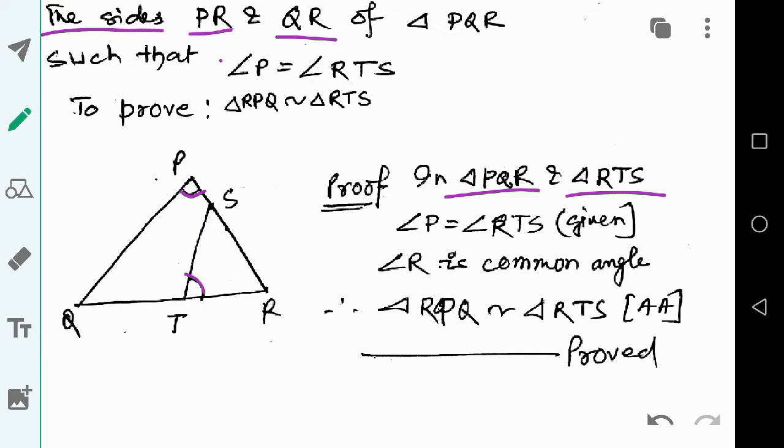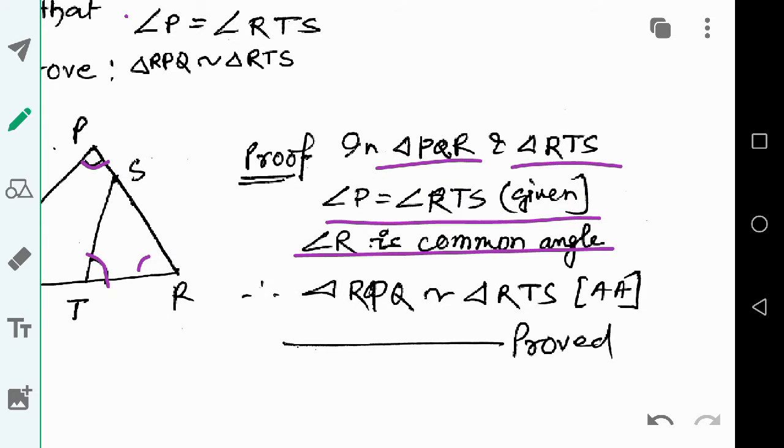these two angles are equal, that is given. Angle P equals angle RTS, that is given. Now you see this angle R is the angle of both triangle PQR and RTS. In both triangles this angle is present, so R is the common angle. If two angles of these two triangles are equal, then their third angles are also equal. So according to the angle criterion these two triangles are similar. That's how we can prove it. It's very simple. Hope you have understood this.